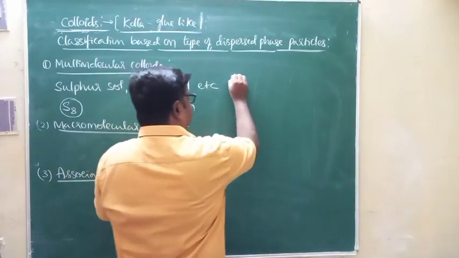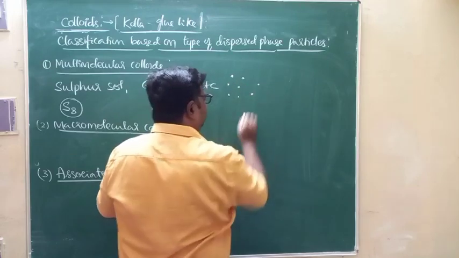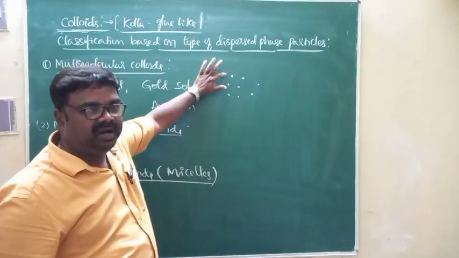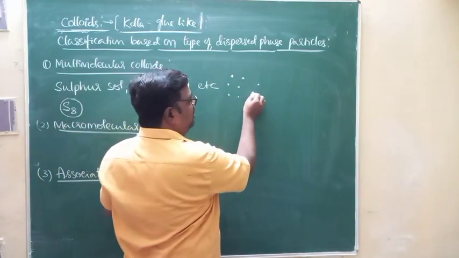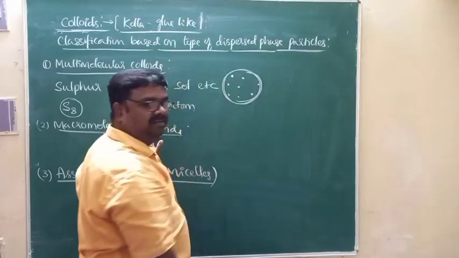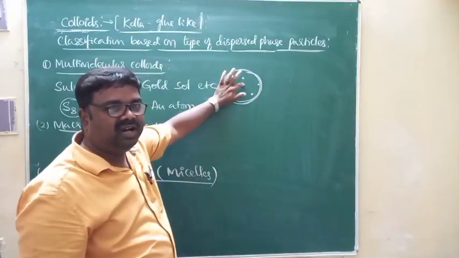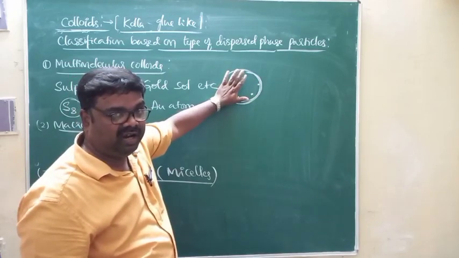Here, the particle size will be very, very small. Now look at this: the particle size will be less than 1 nanometer. When such small atoms or molecules undergo aggregation, you are going to get a big particle having a size between 1 nanometer and 1000 nanometer. So they are called multimolecular colloids.